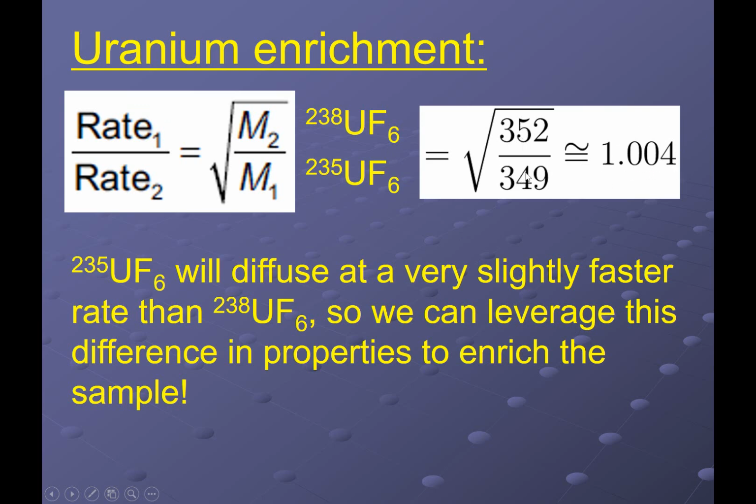The mass isn't that dramatic. There's also the square root as well, but there is a difference. So what can happen here is I can run it through some sort of permeable membrane, and what's going to happen is, because I had the heavier one here, that's the M2 here, that means the 238 will be slightly slower than the 235. The 235 will go 1.004 faster than the 238. It's going to diffuse a little bit quicker. So what we can do is we can leverage this here.